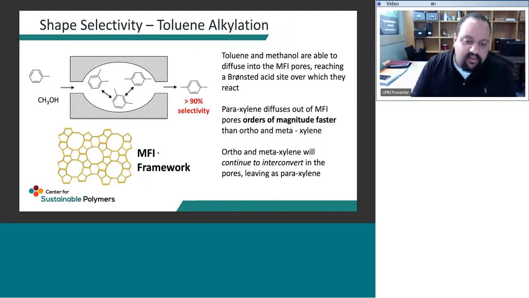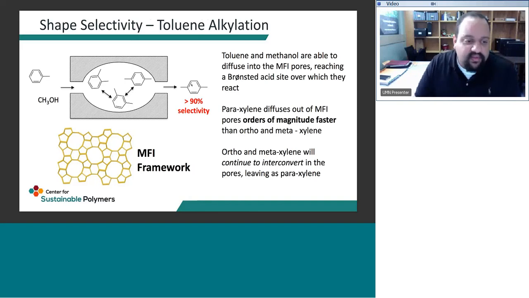Another concept in terms of how we can tune selectivity through kinetics, rather than just changing the solvent environment or changing the support material, comes down to these cavities in which we place the active site. This was made famous by ZSM5 catalysts, which have these MFI frameworks. What's unique about them is you have this industrially relevant chemistry where toluene undergoes alkylation with methanol, and you hopefully want to make paraxylene.